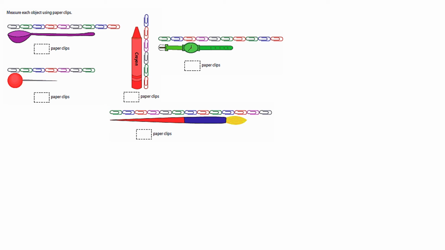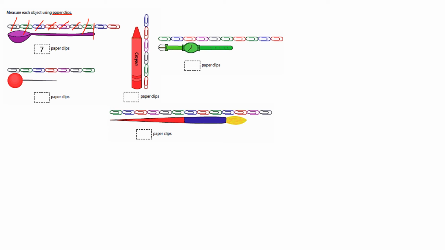Measure each object using paper clips. So students, now we will measure the given objects with the help of the paper clips. So to measure this spoon, we will require how many paper clips? We will count it. 1, 2, 3, 4, 5, 6, 7. So we require 7 paper clips.